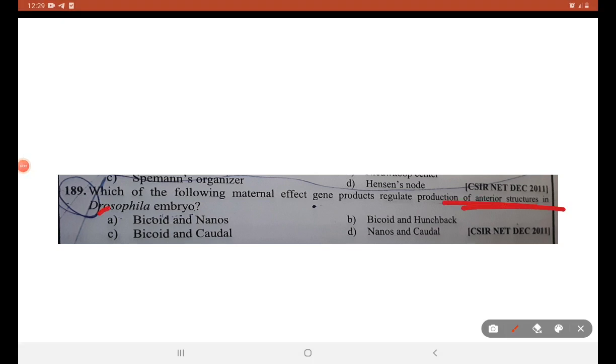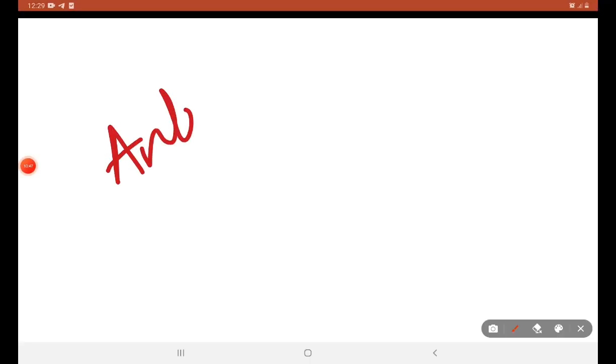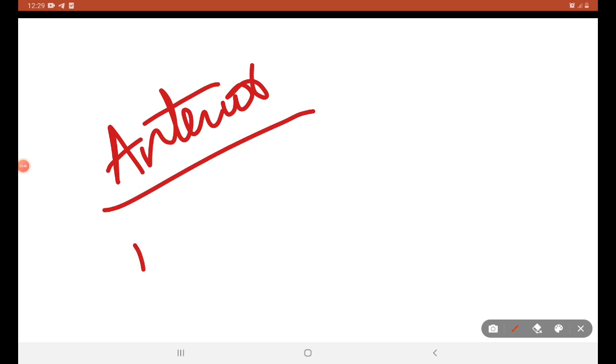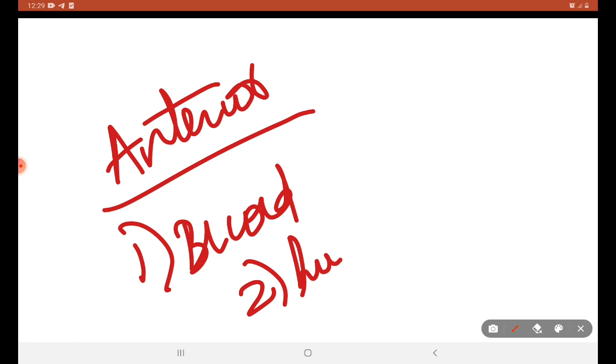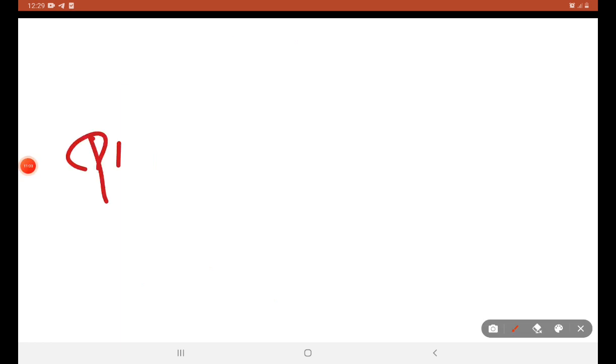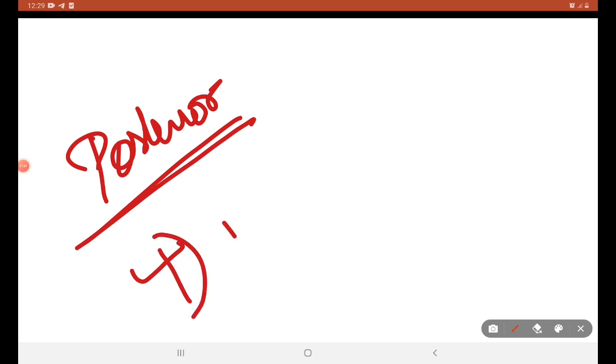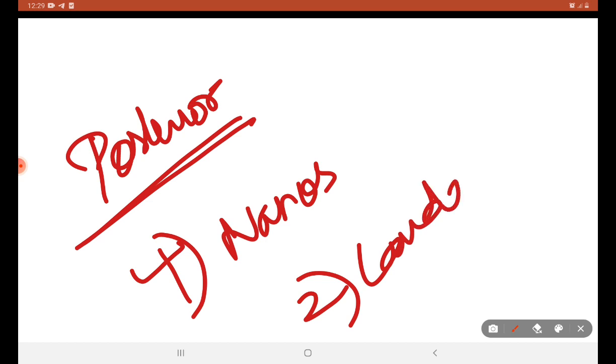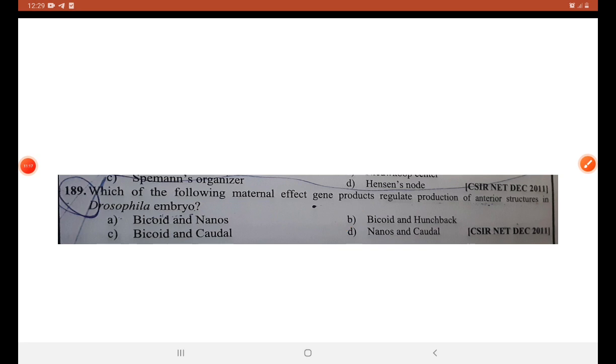Anterior structures in the Drosophila embryo. So, anterior structure, with reference to concepts, will be associated with bicoid and hunchback. These are the two things associated with the anterior segment. The posterior segment is associated with nanos and caudal. So B is the right answer.